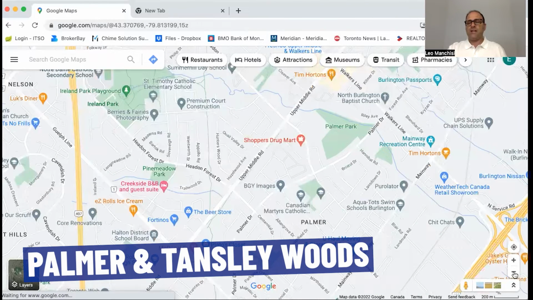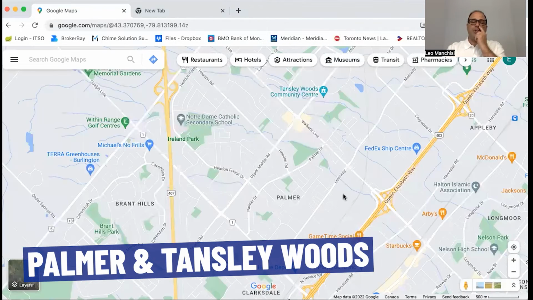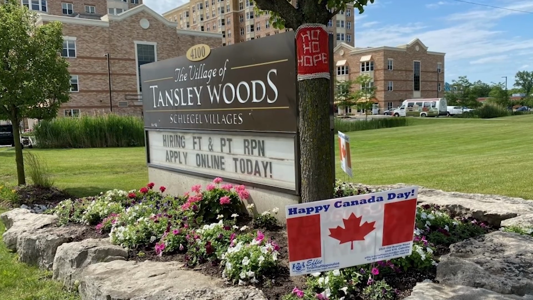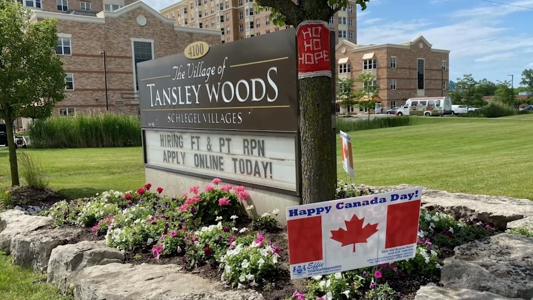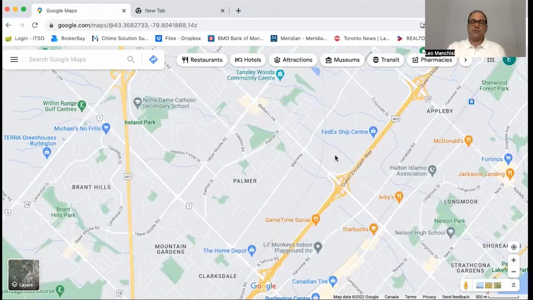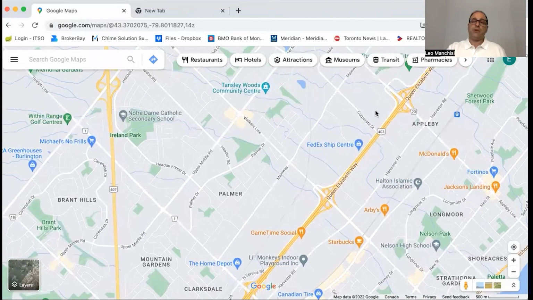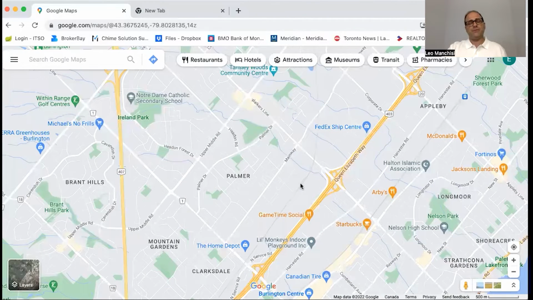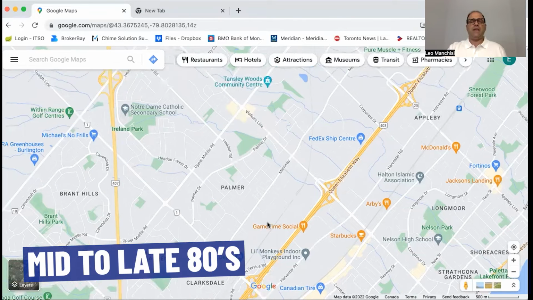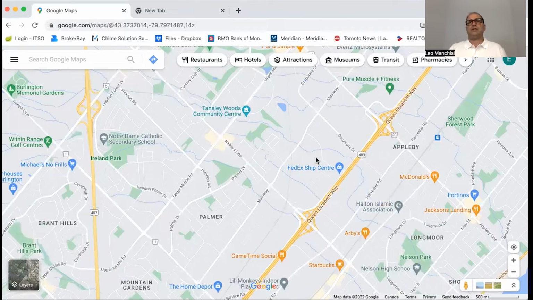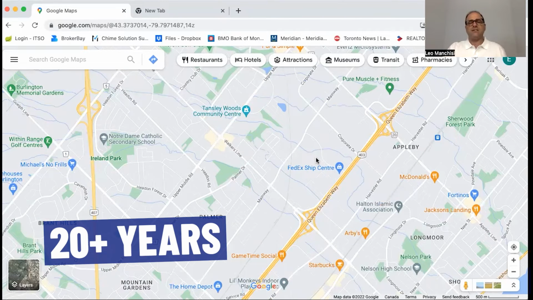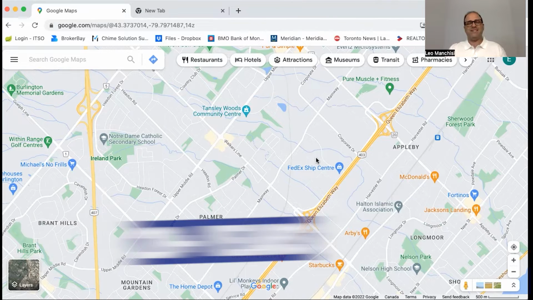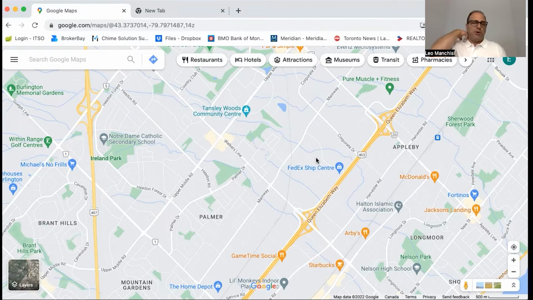So Palmer and Tansley were kind of built at different times, but really snug up against each other. And that's the reason why we kind of put them together. They run from pretty well Appleby over to Guelph Line and are split right in between by Walker's Line. Palmer was developed mid to the late 80s, and then Tansley has really been developed in the last 20 years or so. But Tansley's a little bit of a smaller neighborhood, and it's kind of almost an extension of Palmer.